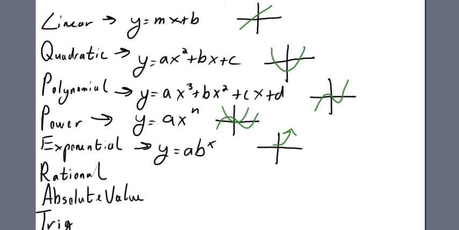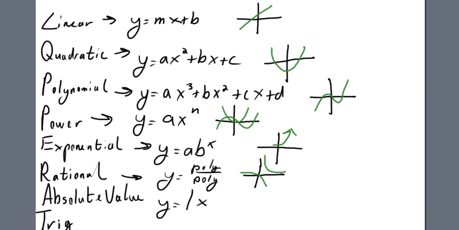Rational is basically a polynomial over a polynomial, so I'm going to write poly over poly. And these ones start looking pretty weird. Just give a kind of simple example. That would be a rational. Absolute value uses absolute value, which are these brackets which make everything positive.